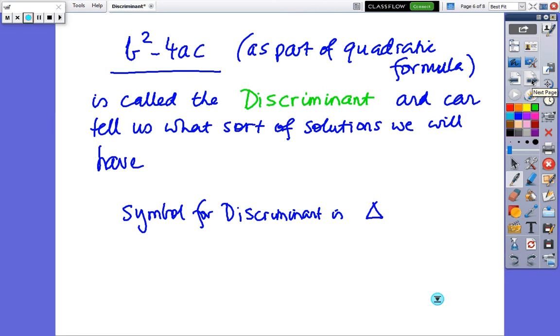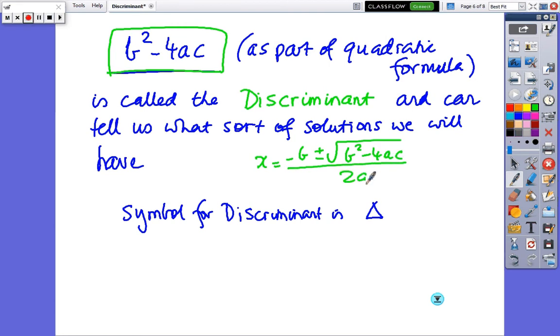Okay, now this is where we start. In the quadratic formula, there's a b squared minus 4ac, so it's x equals negative b plus or minus square root b squared minus 4ac over 2a. So this part that lives inside the square root sign is called the discriminant, and this can be used to tell us what sort of solutions we will have. And there's a short way of writing discriminant, it's just a triangle. It doesn't matter which way, but this part of the quadratic formula is called the discriminant. Okay, copy and come across.